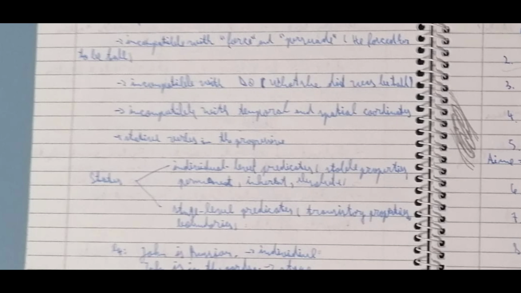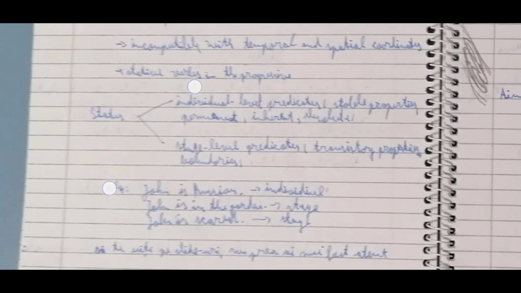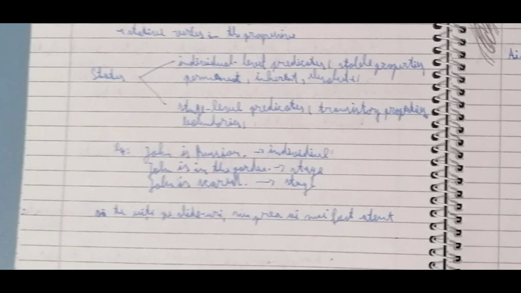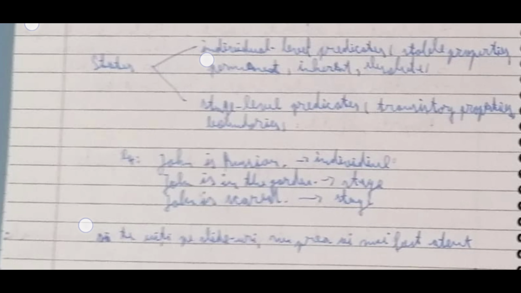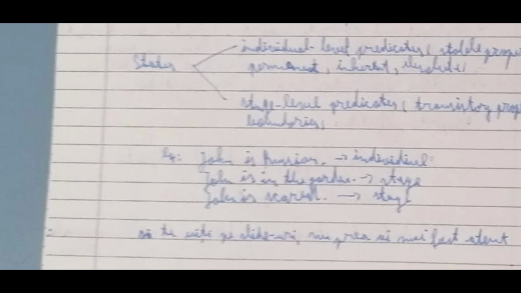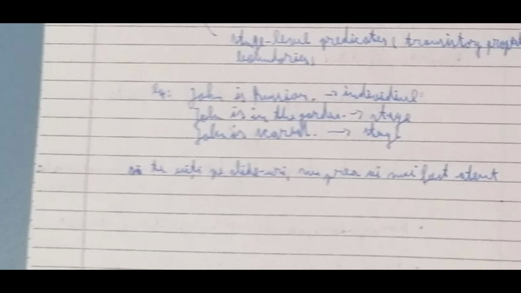Stative verbs in the progressive. States, individual level predicates. Stable properties, permanent, inherent, or stage level predicates. Transitory properties. Example, John is Russian. John is in the garden. John is scared. So, John is Russian, individual. John is in the garden, stage. John is scared, stage.